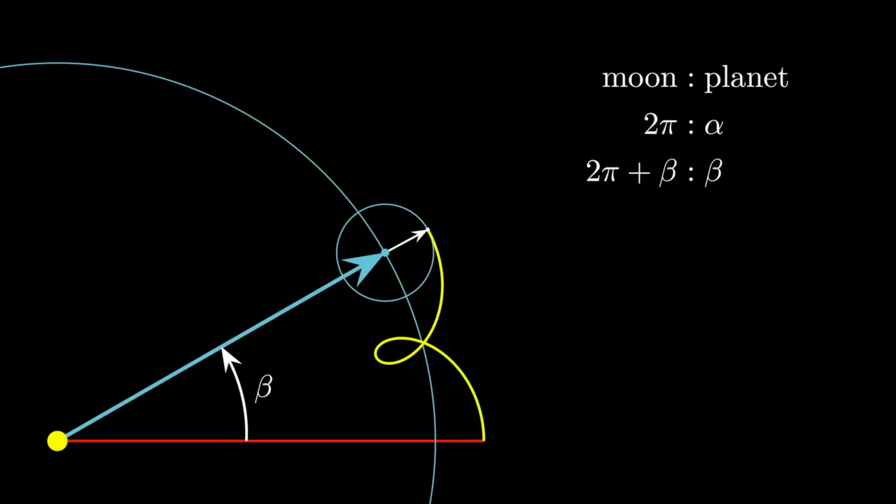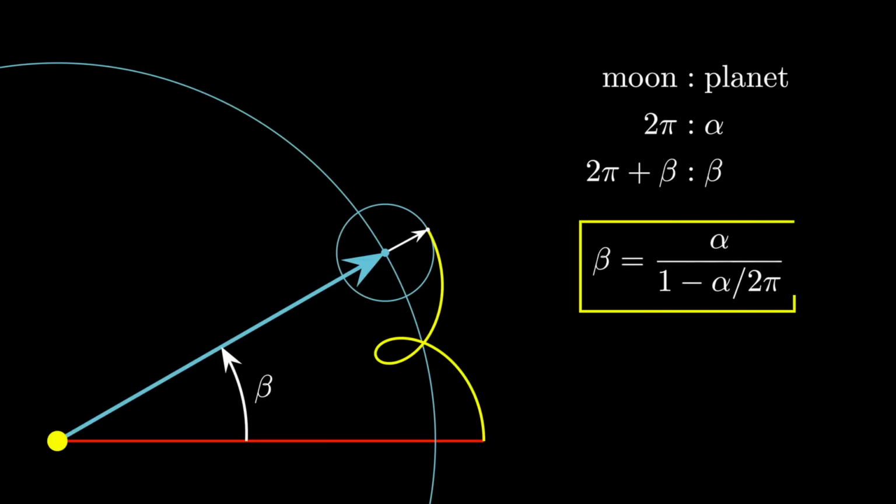To determine how the sidereal and synodic periods are related, we can equate the ratios of angular displacements of the moon to the planet. Then, performing a little algebra, we can determine how the angles, alpha and beta, are related. And if the moon completes an integer number of orbits around the planet each year, as we have assumed, then the angle alpha is given by 2 pi divided by this integer.